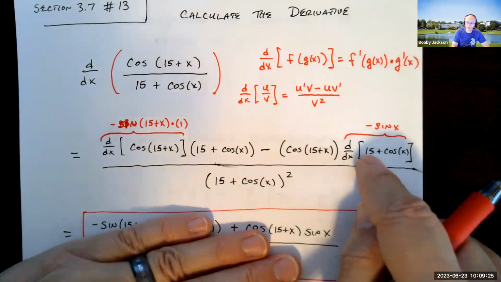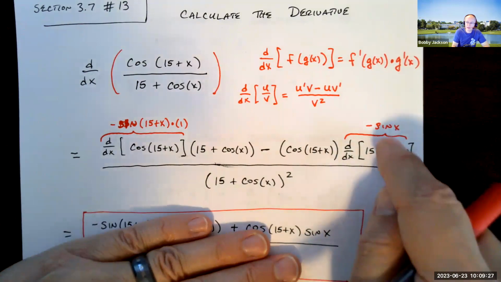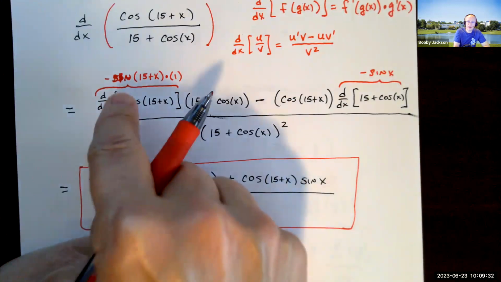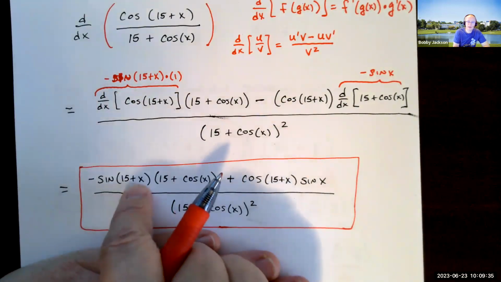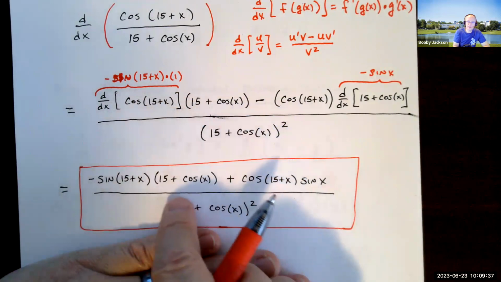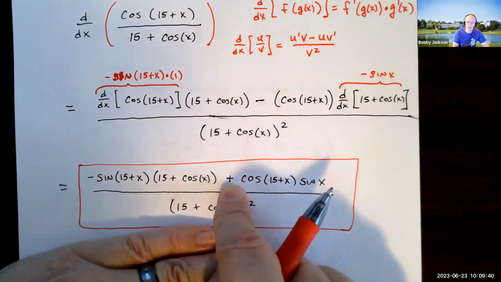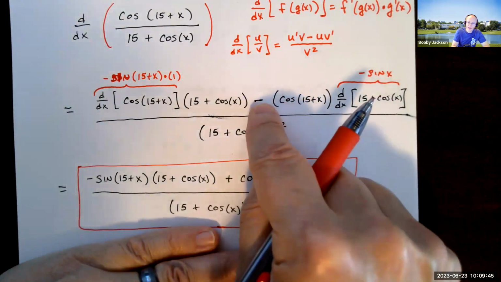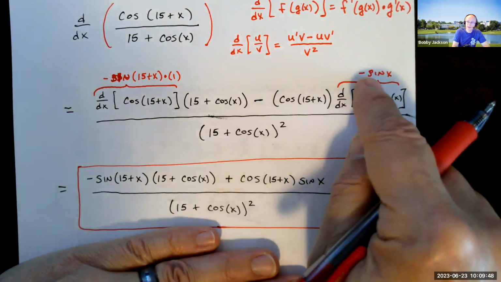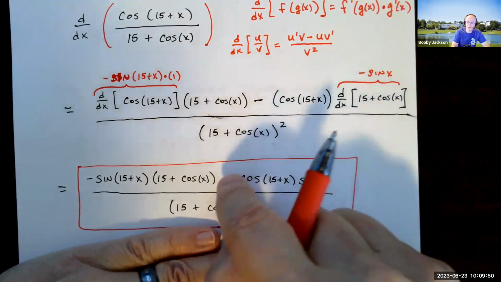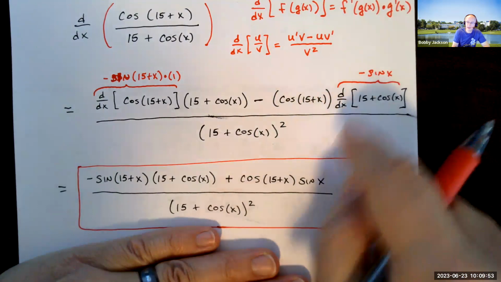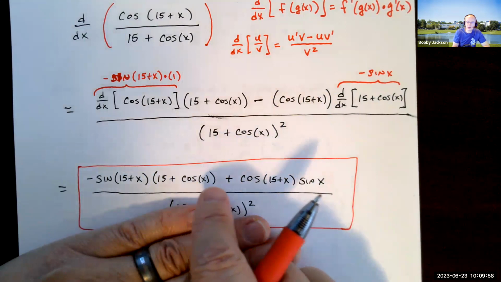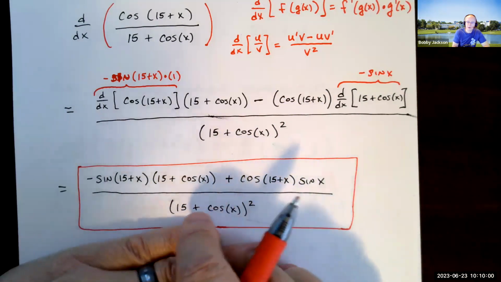This is simply the derivative of 15 is 0, derivative of cosine of x is negative sine of x. So this whole thing is negative sine of x. So cleaning that up, I've got negative sine of 15 plus x times the quantity 15 plus cosine of x, plus cosine of 15 plus x. Oh, and why is it plus? I should say negative, right? Minus a negative becomes positive, right? Cosine of 15 plus x and the sine of x. So there's the numerator. It's got a lot of parentheses and stuff, so you've got to be careful entering it in correctly. Of course, all over this squared.